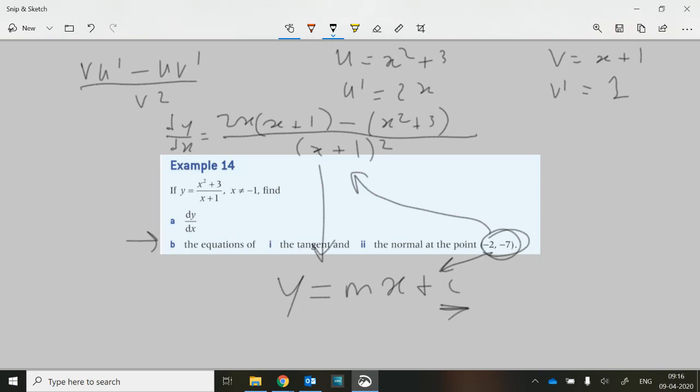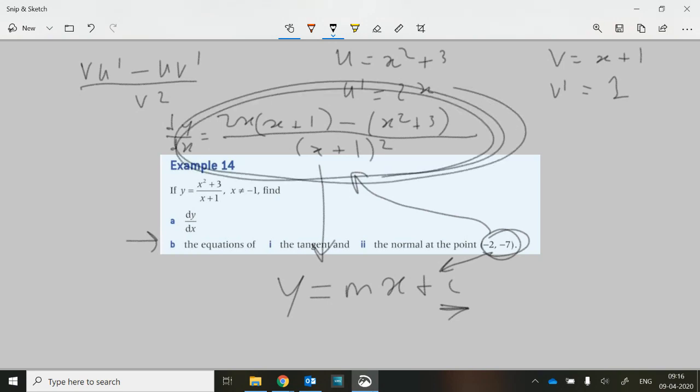And if you want the equation of the normal, it's the same thing again, but whatever we get out as the gradient from here, for example if you get 2, then you're going to say, well, the gradient is now minus a half. Then it's the same thing again. You substitute that into here, and you combine that with your point, and you work out what c is. So the second part of that question is not difficult.